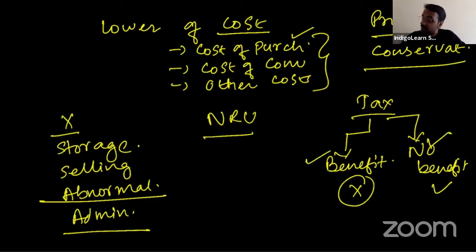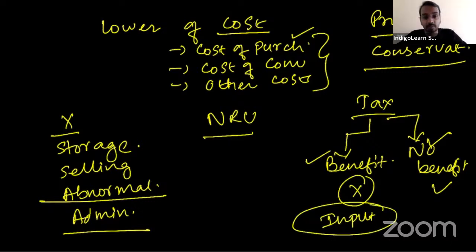If some benefit is there, if you get input credit, anyways, this is a slightly advanced concept at foundation level, but still, if you get any input credit, you will not include that. You will exclude the tax portion when you compute the cost of inventory. What are cost of conversion?